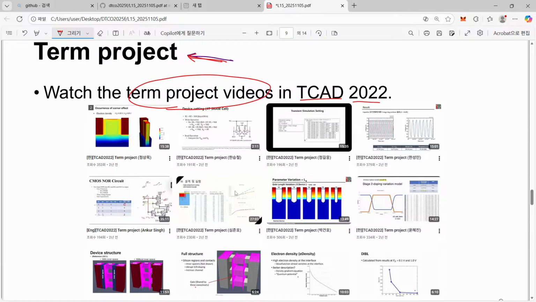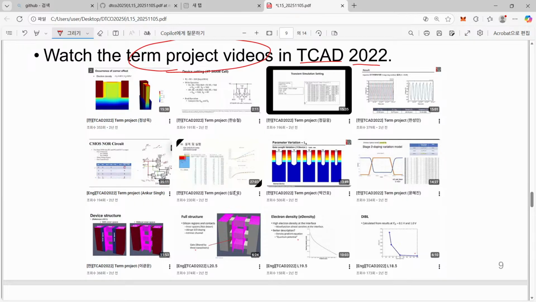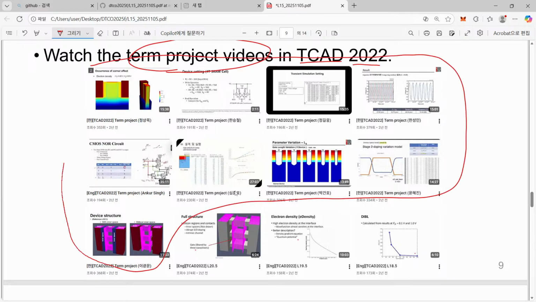They perform some numerical exercises on their own interest. I guess these are the structures they have made. This is just lecture material, and you can find that there are so many different structures. I strongly believe that all of you have your own different interests in semiconductor devices.